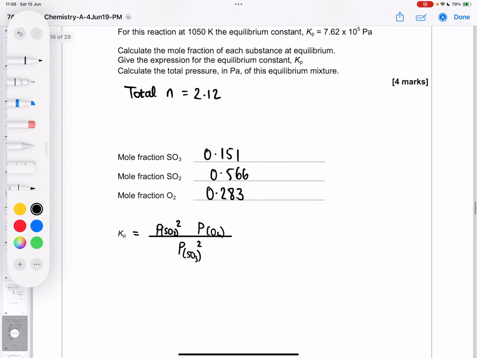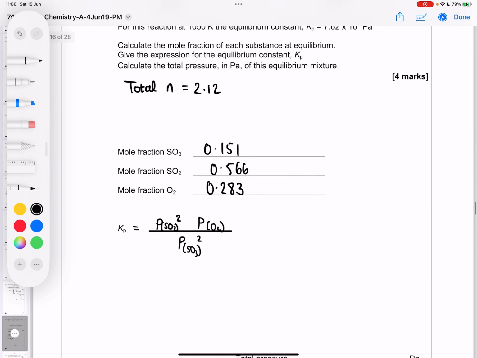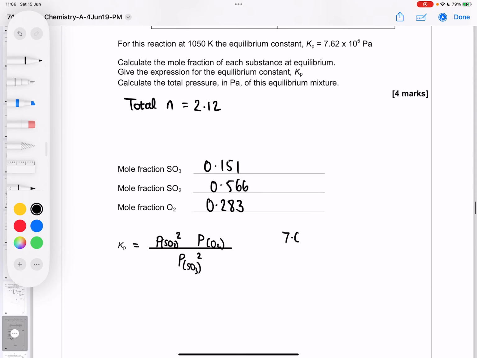And then it wants us to calculate the total pressure for this reaction. So this is now some algebra. We know the value of Kp is 7.62 times 10 to the 5. And we know that partial pressure is mole fraction times total pressure. So we know that we've got 0.566 times whatever this pressure is squared. And then we've got 0.283 times this pressure. And then we've got 0.151 times this pressure squared again.